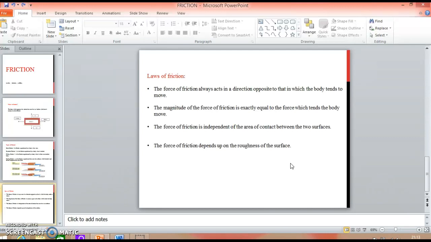But there are some disadvantages also. Because of this friction, wear and tear occurs, and the lifetime of the machine components reduces. These are some disadvantages of friction. So friction is a component which has advantages and also disadvantages.